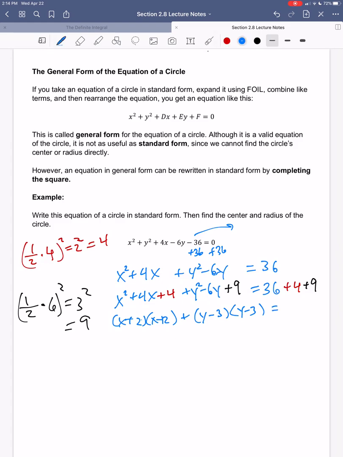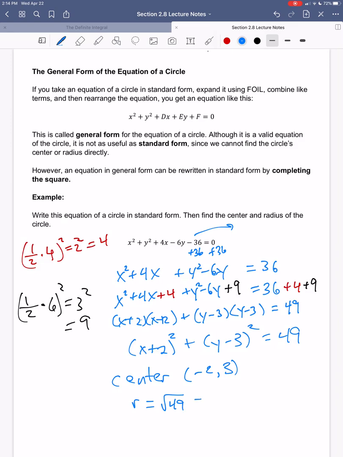And when I clean up, 36 plus 4 is 40. 40 plus 9 is 49. So I get x plus 2 quantity squared plus y minus 3 quantity squared equals 49. And now I can see what the center and radius would be. Remember, for the center, I look at these values and I take the opposite. So the x coordinate becomes negative 2, the y coordinate is positive 3. The radius is going to be the square root of 49, which would be 7.